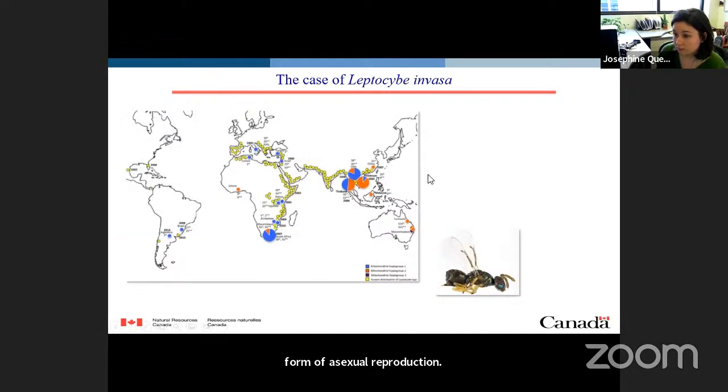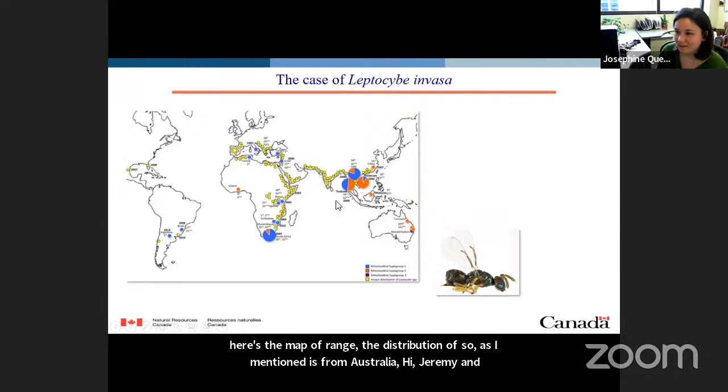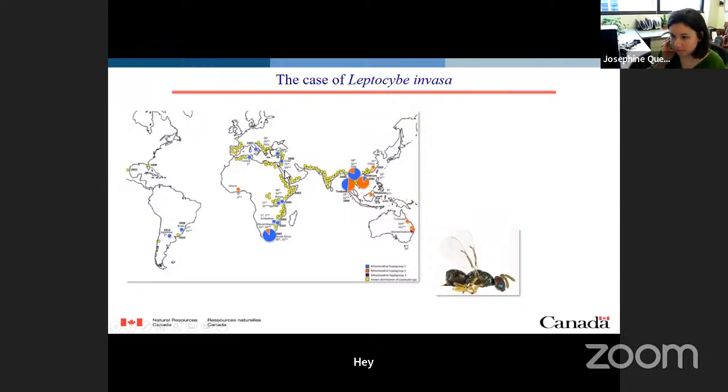So here's the map of the range, the distribution of Leptocybe invasa. So as I mentioned, it's from Australia. So it was first reported outside of its native range in Israel in 2000. And between 2000 and 2014, it spread globally in most of the places where eucalyptus is planted, like it's industrially planted.